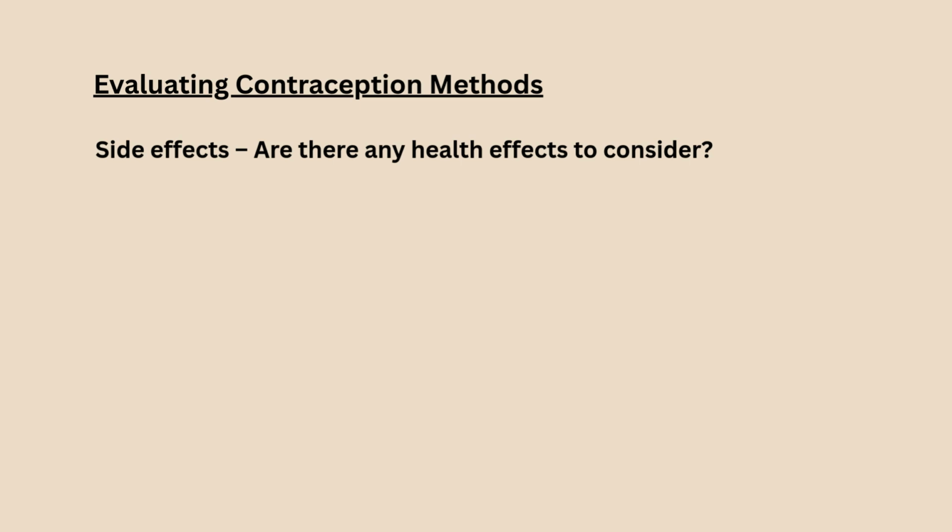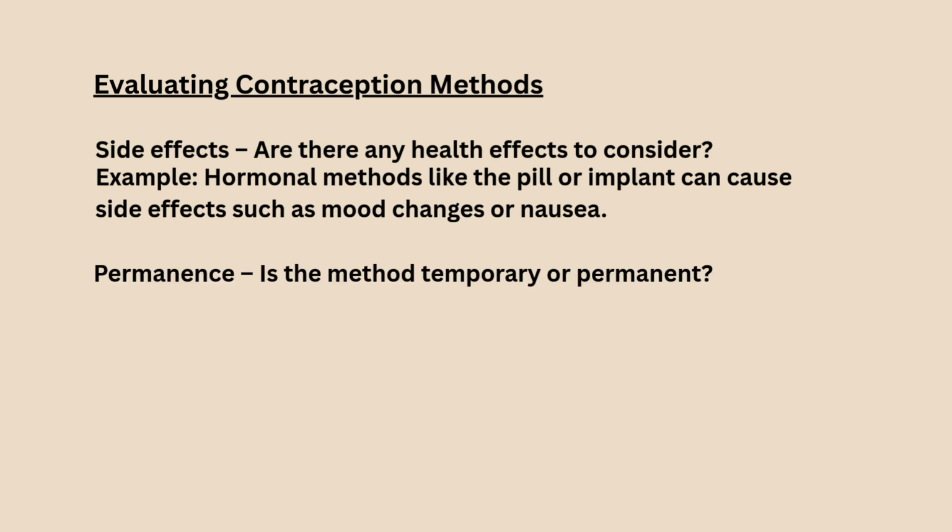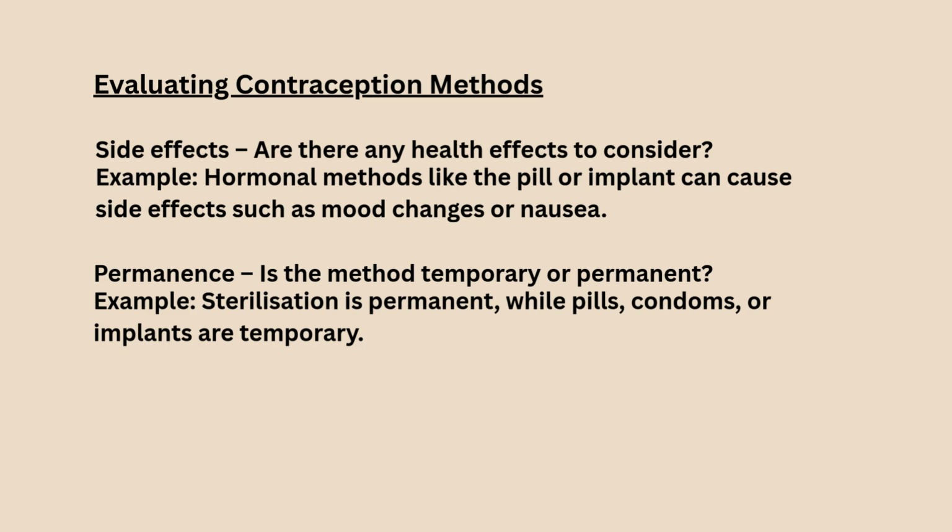Evaluating contraception methods. We need to consider things like side effects. Are there any health effects to consider? So, for example, hormonal methods like the pill or the implant can cause side effects such as mood changes or nausea, which means sickness. Permanence. Is the method temporary or permanent? So sterilization would be a permanent method, whilst pills, condoms or implants are temporary.